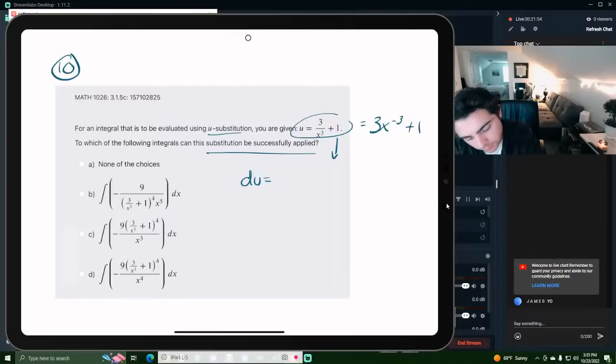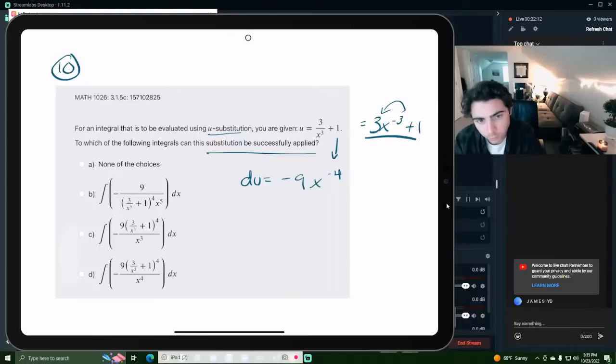So what I'm going to do first is just rewrite our u as 3x to the negative 3 plus 1. We take the derivative of this, we bring out the 3, bring out the negative 3 times the 3, we get negative 9 x to the negative 4th. We subtract 1 from the exponent when taking derivatives. So we have negative 9 x to the negative 4th.